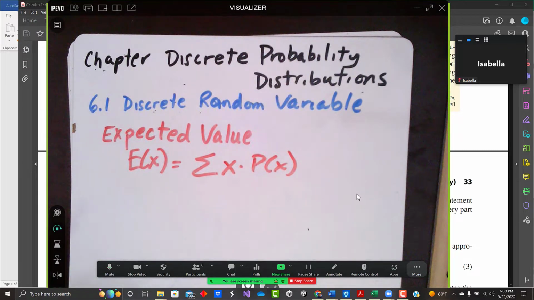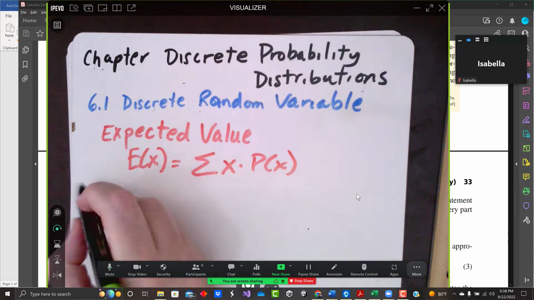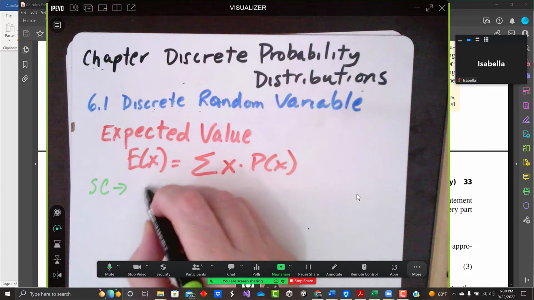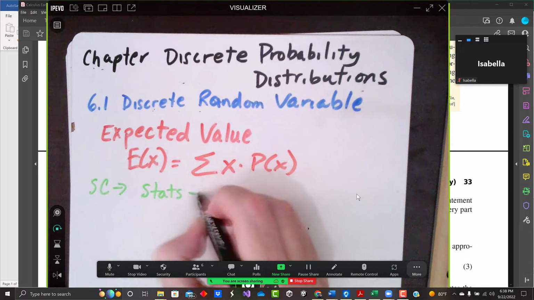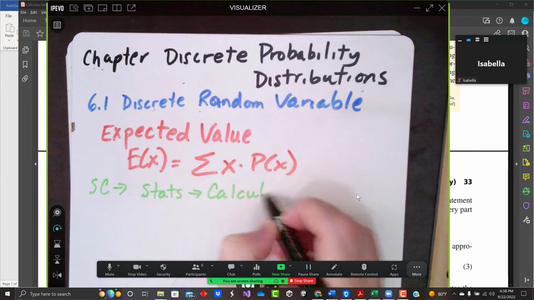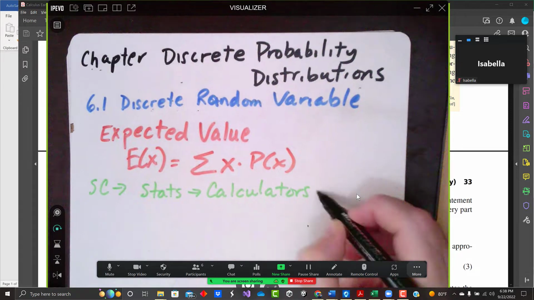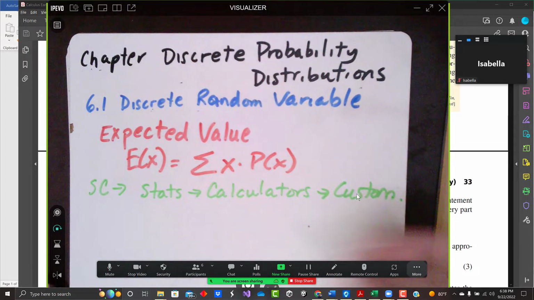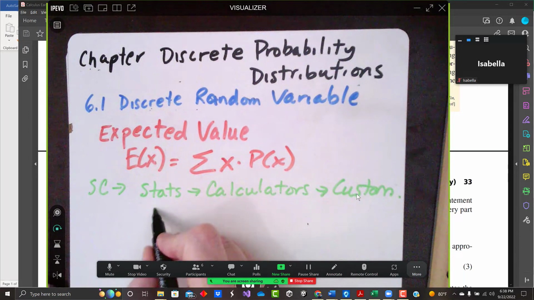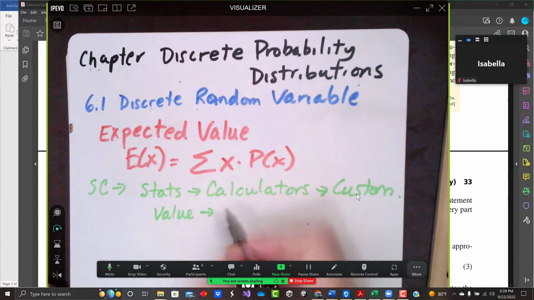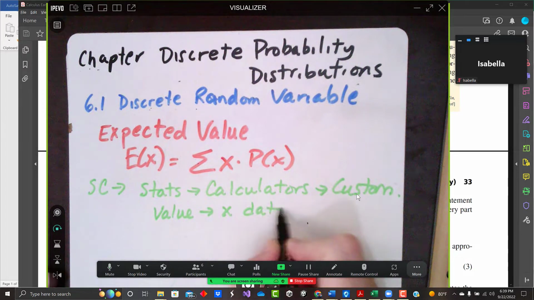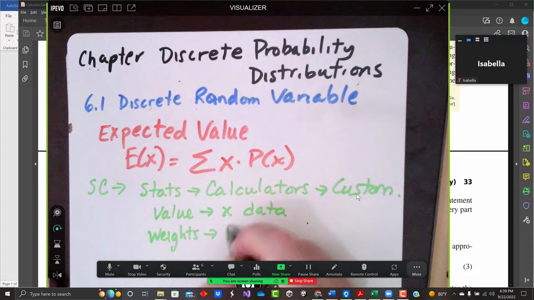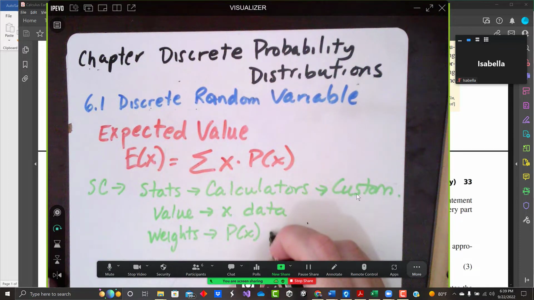The other thing you might care about is the StatCrunch commands we'll use. In StatCrunch, we're going to do Stats, Calculators, and Custom. The value that it asks for, that's your X data. And it will ask you for weights. That's your P of X results.